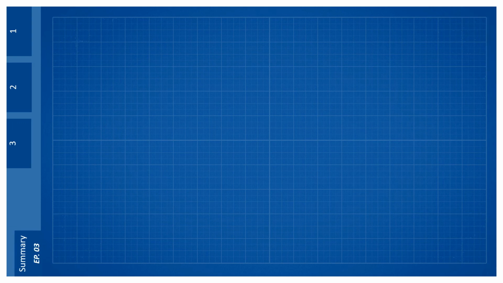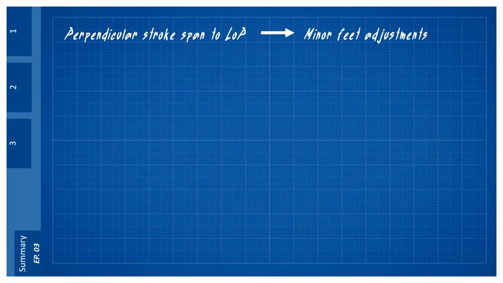To summarize, in this episode we covered the concept of stroke span and mainly its baseline. Keeping this line perpendicular to the line of play will help you by only minor need for adjustment of the feet. Later it will play a major role in the positioning lesson. We explained 2 covering approaches.